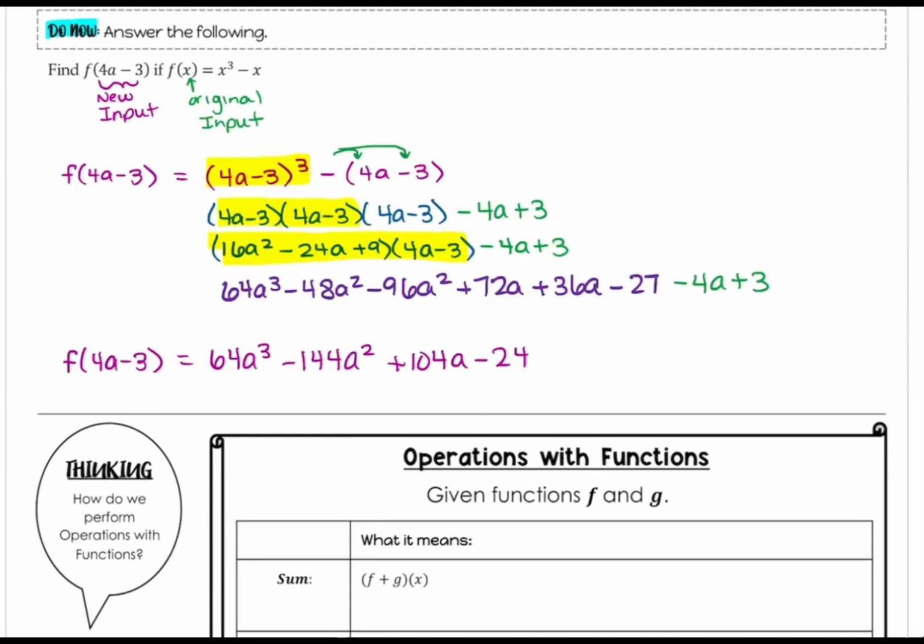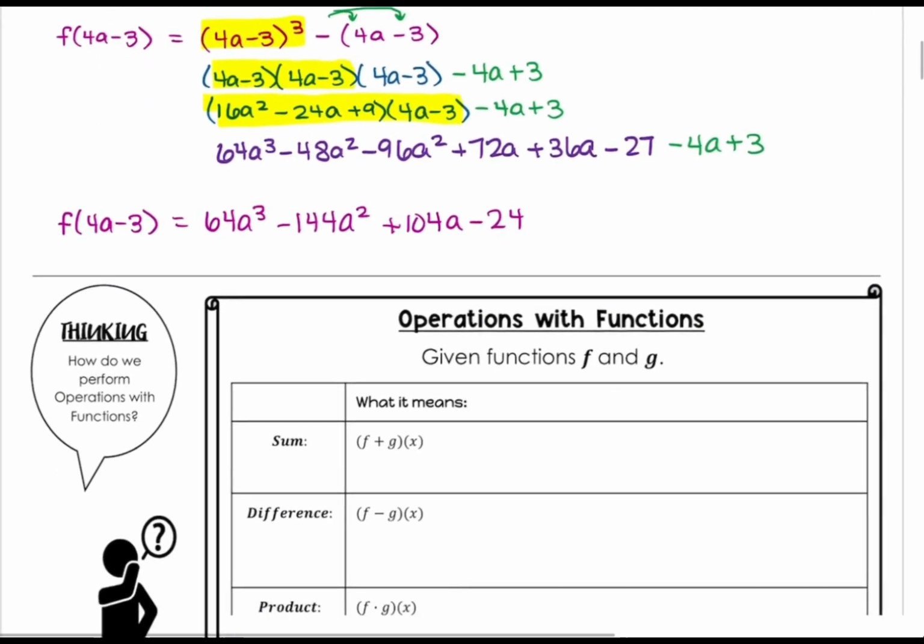All right, so for this one here, we have our new input of 4a minus 3, our original input of x. Everywhere we had an original x, we inputted the new input of 4a minus 3. I did my distribution. There was a lot of algebra happening here, combining like terms. Finishing off with f of 4a minus 3 is equal to 64a cubed minus 144a squared plus 104a minus 24.